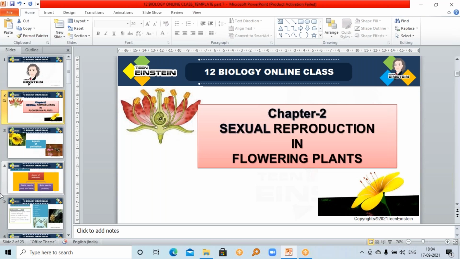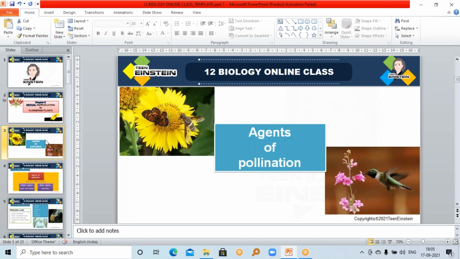We know that the male and female gametes of flowering plants can't move. They are non-motile, so they need some agents to make fertilization happen. Without the help of agents, fertilization is impossible in flowering plants. So next we are going to learn about agents of pollination. In the last class we just started this topic, but today we'll complete it.